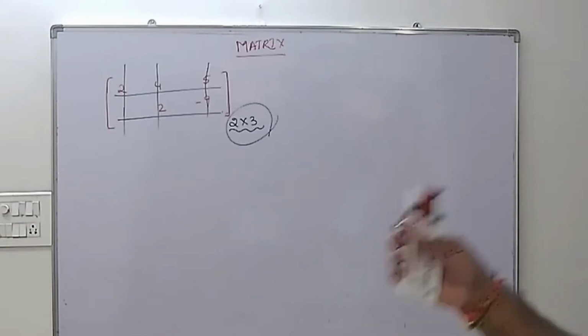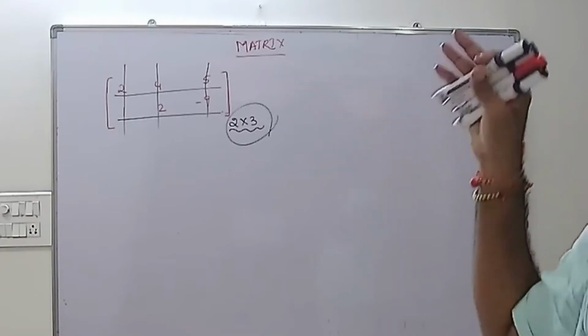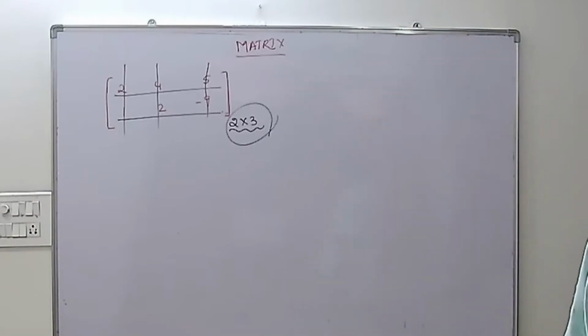So the total number of elements, we partition row-wise and column-wise. Rows are horizontal, columns are vertical. If the matrix contains 2 rows and 3 columns, then the order of the matrix is 2/3.